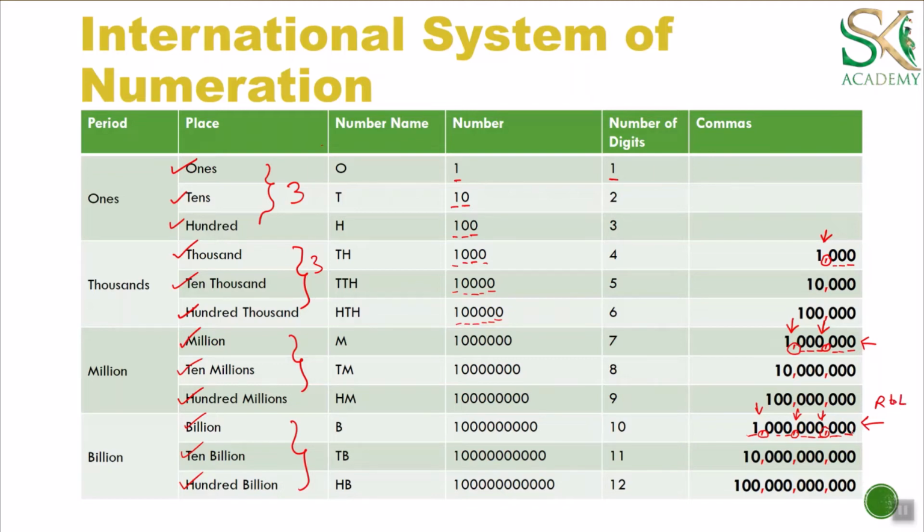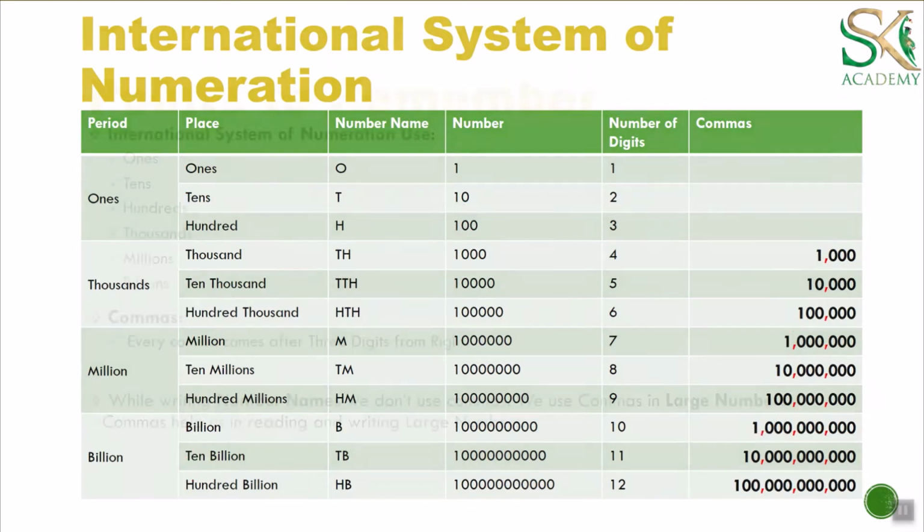You should always count the numbers from the right side to the left side. This is the first digit, second digit, third digit, comma, fourth digit, fifth digit, sixth digit, comma, seventh digit, eighth digit, ninth digit, comma. So this is how you need to write the numbers, and this is how the periods and places are there for the international system of numeration, okay.